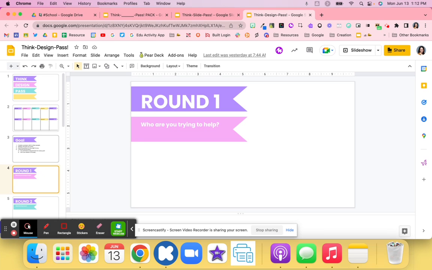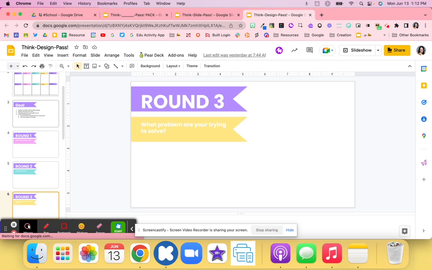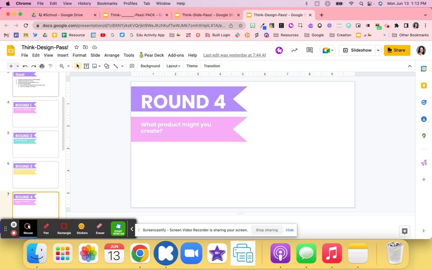Is it someone that might be disabled? Is it somebody that's homeless? They're going to put that person down. Then the next person's going to state, what does this person need? That person at round three is going to read round one and two, and they are going to decide what problem they're trying to solve. And then they're going to create a product. They're going to start building their prototype.